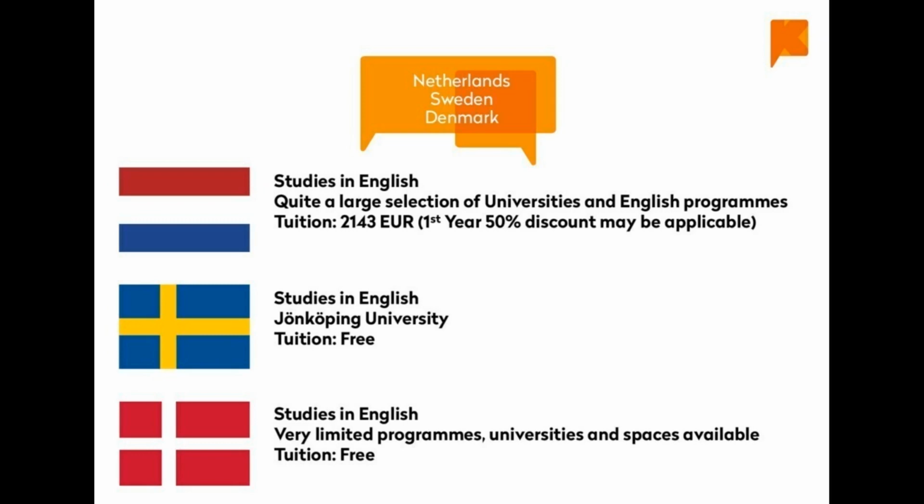So the other remaining countries that we haven't touched upon are the Netherlands, Sweden, and Denmark. In all of them, studies are in English, and this is something they share. In the Netherlands, we could find a very large selection of universities and English programs, so you will be able to choose from quite a large selection. However, this country is not English-speaking, not well. They do speak English, but their main language is Dutch. So any programs that you cannot find are probably only offered in Dutch.